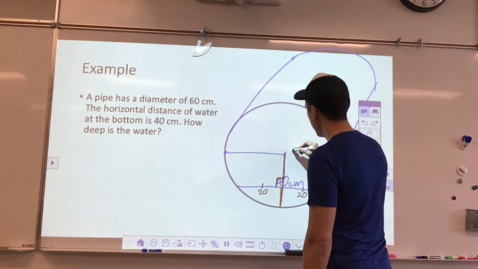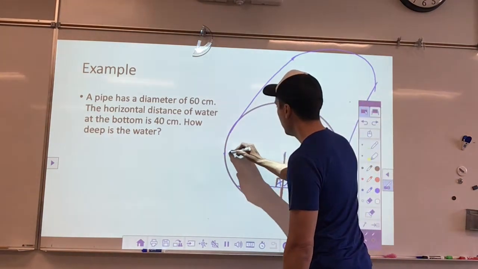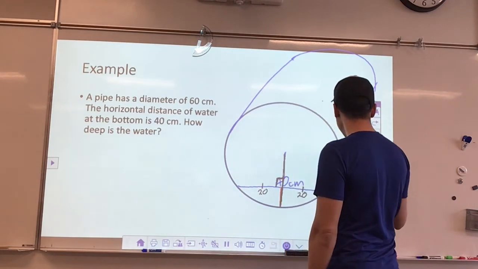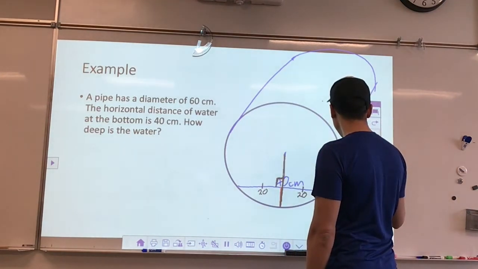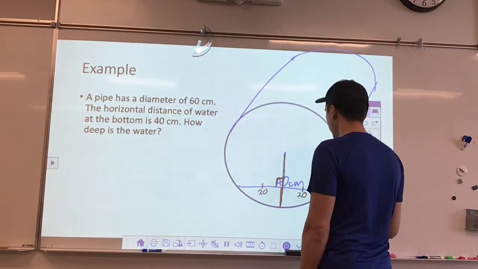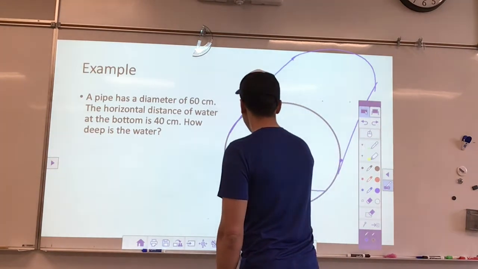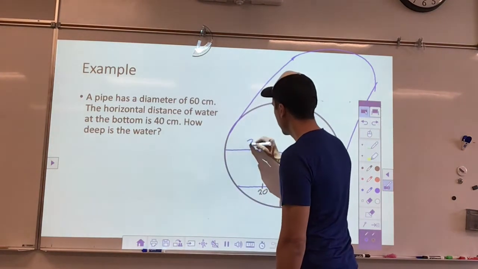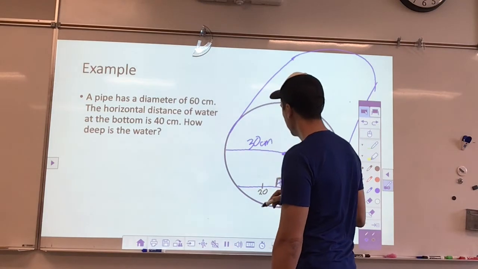So I'm going to just erase this for now. I know any distance coming from the center to the edge is 30. That's called a radius.